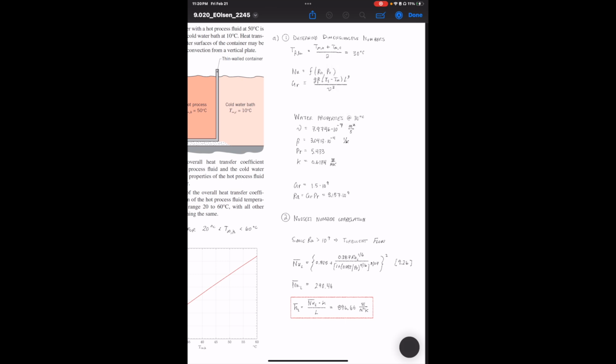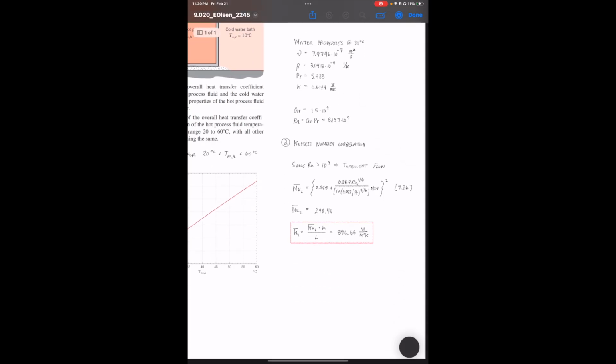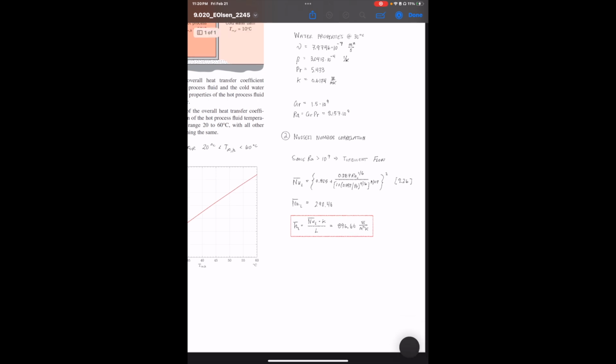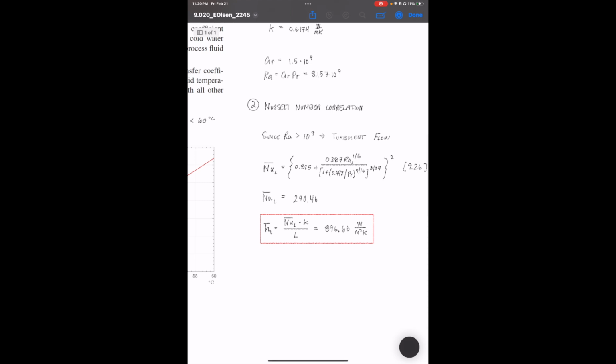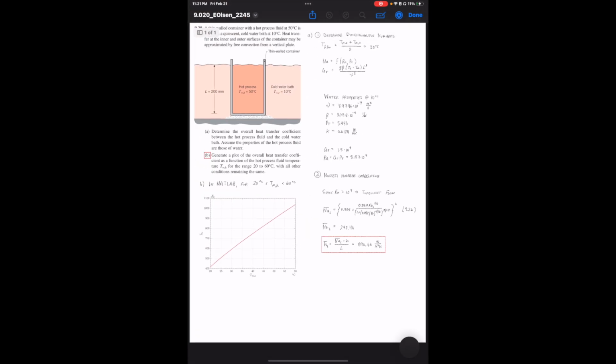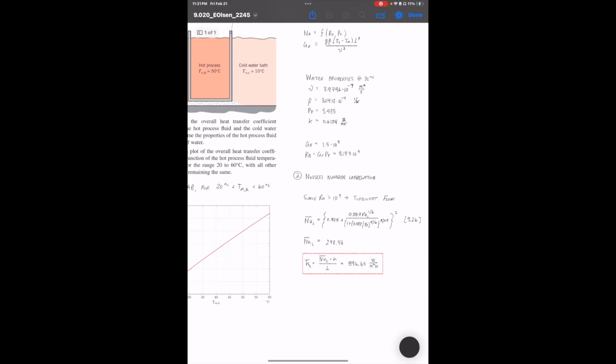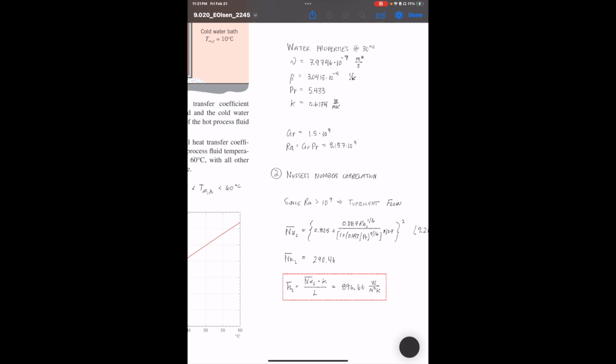The way I did this was importing a materials property table into MATLAB, and I iteratively calculate the film temperature and evaluate what the fluid property is going to be at that temperature. And then I plug that into the Grashof number correlation and the Rayleigh number correlation to be able to plug into our Nusselt number correlation. And I double checked that for all of the fluid temperatures, the Rayleigh number is greater than 10 to the 9.